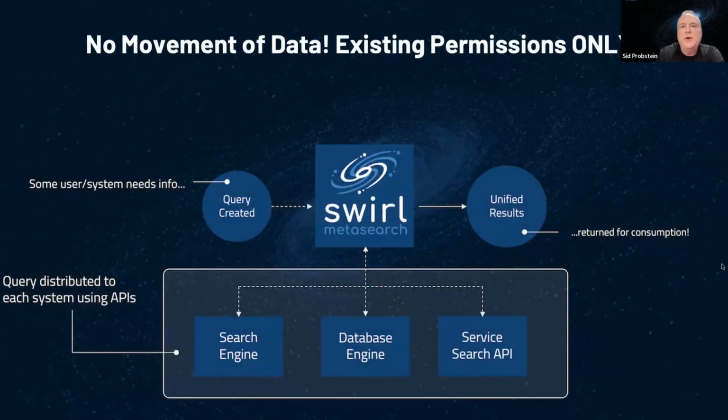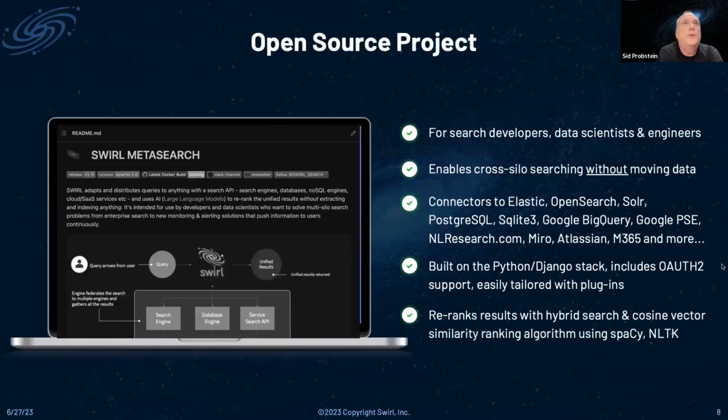Before I get into the demo, I wanted to show you briefly the open source project. It's really there to help search developers, data scientists, and engineers create cross-silo solutions without moving data. There are connectors to all of the popular open source repositories like Elastic, OpenSearch, and Solr, databases like Postgres and Google BigQuery, and numerous services from nlresearch.com and Miro to Atlassian, M365, and more. As mentioned, it's all built on the Python Django stack, so you can easily extend it.